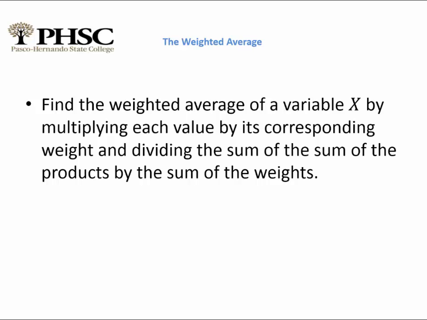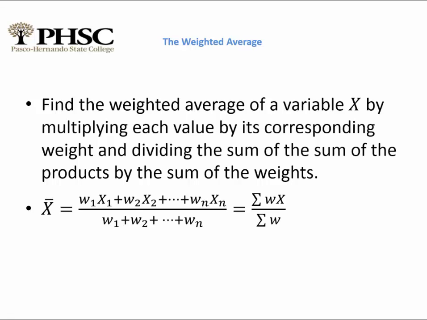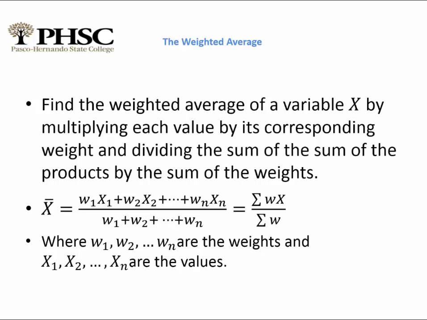To find the weighted average of a variable x, multiply each value by its corresponding weight and divide the sum of the products by the sum of the weights. What the heck does that mean? So here's the formula. For weighted averages, we take the weight times the data point plus the weight of the second data point times the second data point, and we add all those up. So we multiply and add. The summation of the product Wx divided by the summation of the weights. W are the weights and X's are the values.